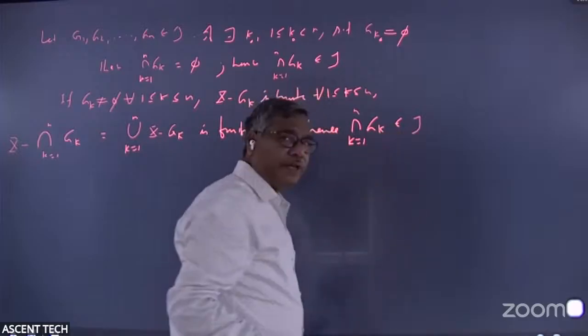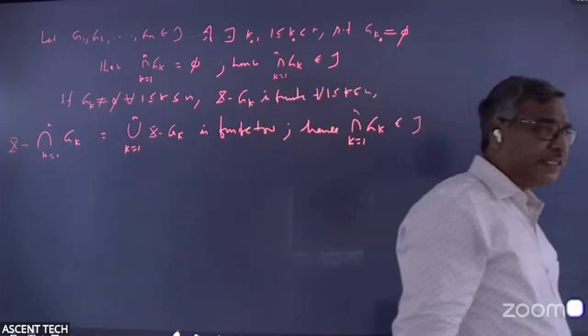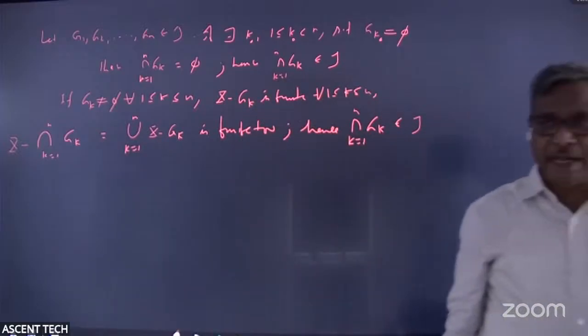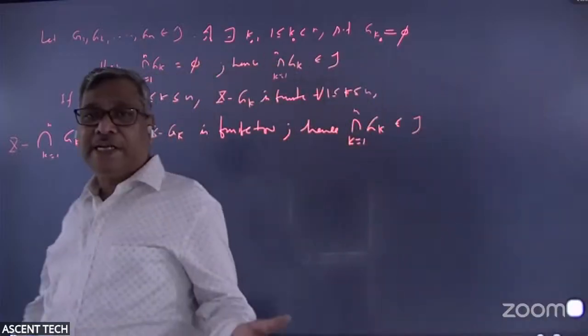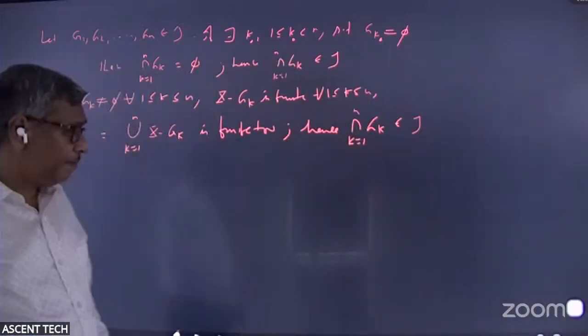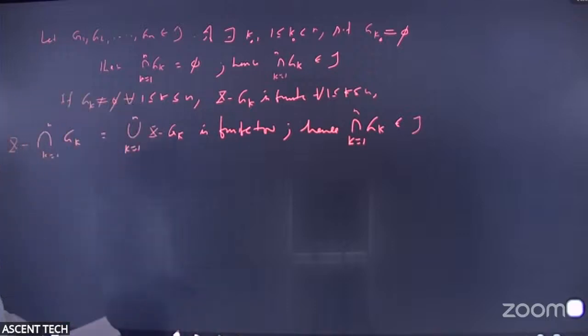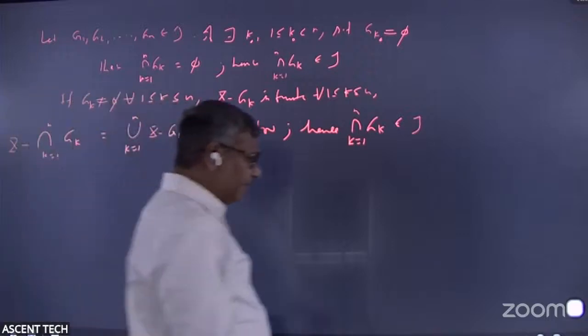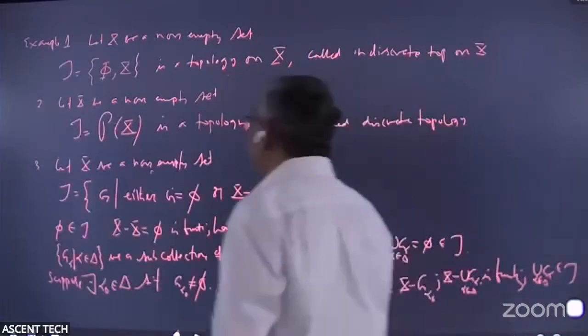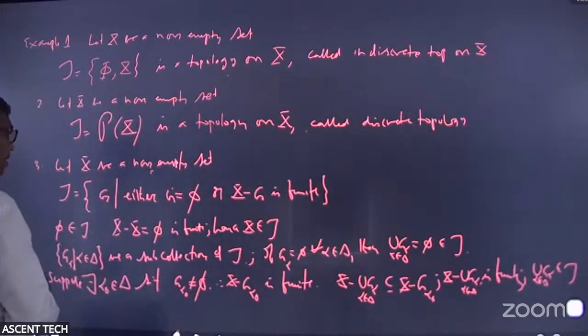So either way, I proved that T is closed under finite intersections and arbitrary unions, and the empty set and X are in T. Therefore, T is a topology. This topology has a name. This is called a cofinite topology.